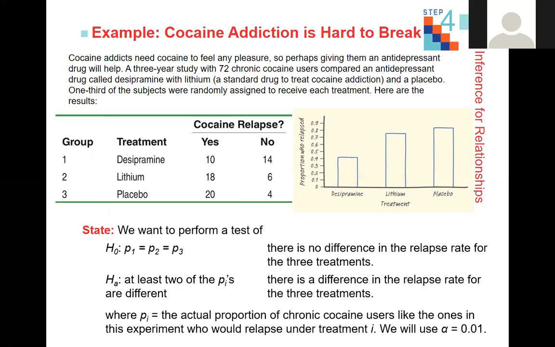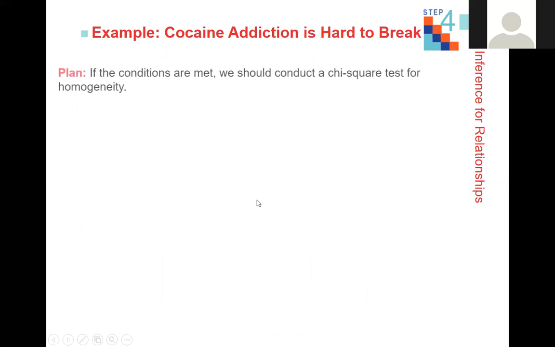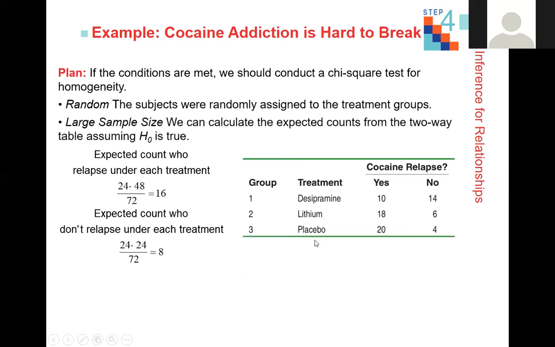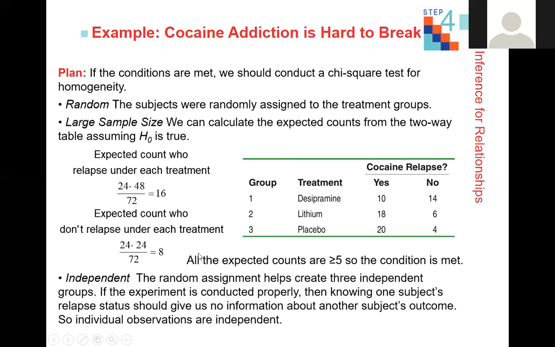And I'm going to go pretty quickly through this problem. Chi-square test for homogeneity. That's the name of the test. Conditions. Remember, the conditions are expected counts being at least 5, and then random, independent. All expected counts are at least 5. Independent. So there's your 3 conditions.